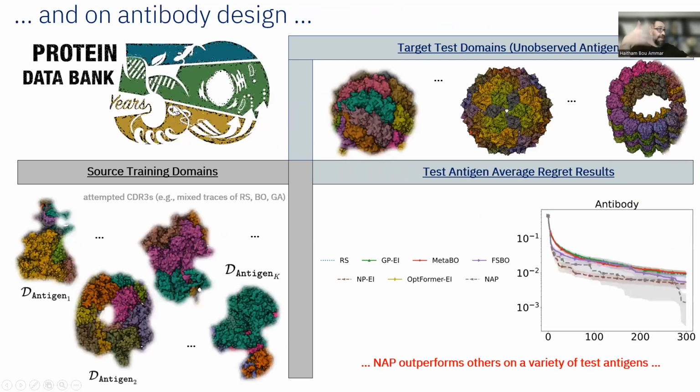We then tested this on the antigen problem. Here what we've done is we created a set of source training antigens, which we call d-antigen 1, d-antigen 2, d-antigen K. We train on those, right? And to train on those, we actually collected data using mixed traces. So we mixed random search of the CDR sequence, BO of the CDR, genetic algorithm of the CDR. And then we had a set of unobserved test antigens. We again compared to these different methods. And what you can see is that NAP, which trains end-to-end, is capable of outperforming others.